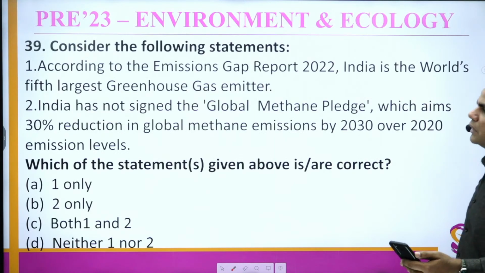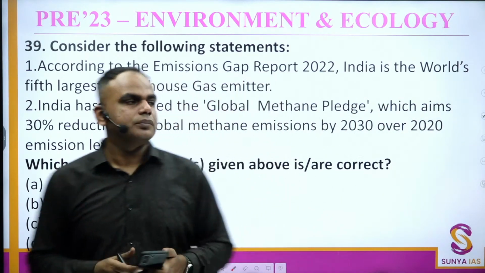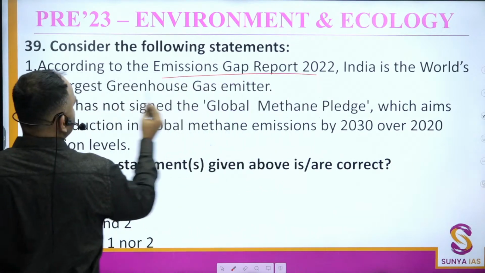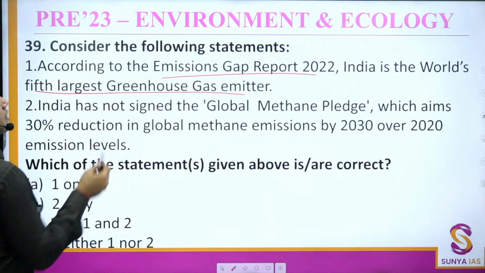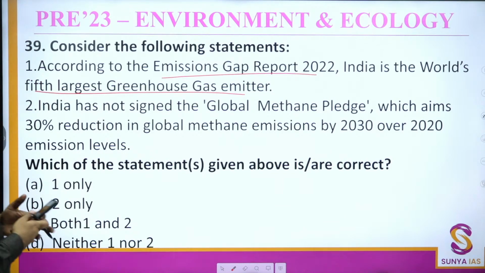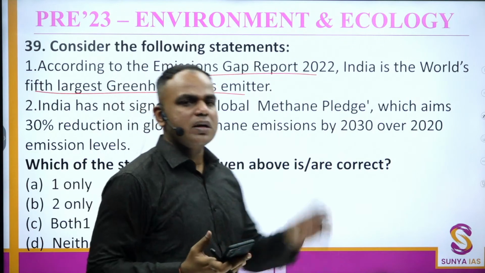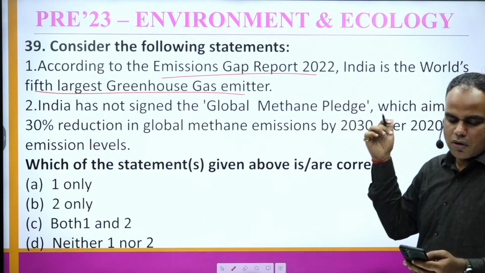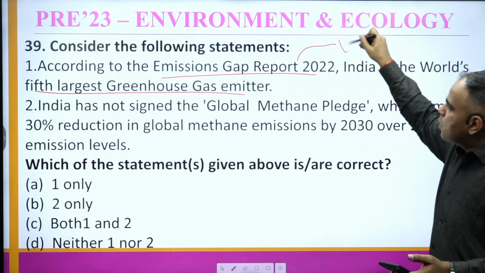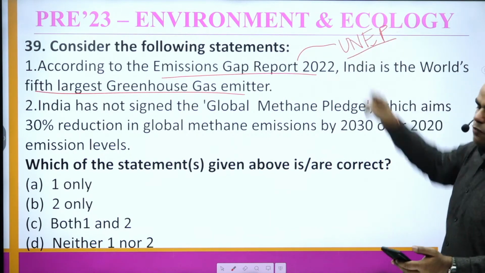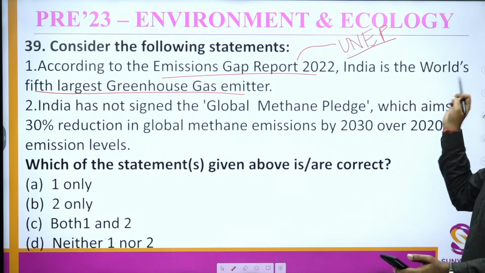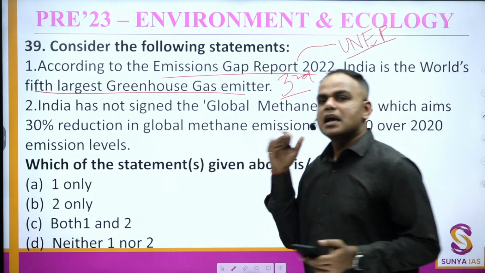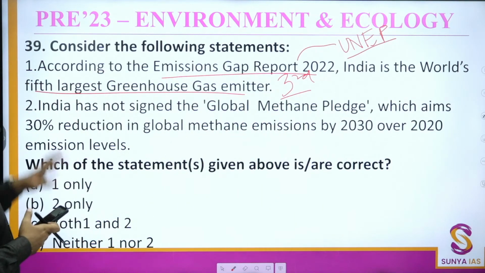Now, two statements are given. According to the Emissions Gap Report, so first of all, there is a report which is mentioned, which is asking you what is the status of India, number one. Second, there is a global methane pledge. Okay, so two things. I think for the first statement, you should be aware that in terms of world, what is the level of India in terms of greenhouse gas emissions? Whether India is the 5th largest emitter or not. So first thing you need to know, the Emissions Gap Report is a famous report by, again, United Nations Environment Program, UNEP. India is not the world's 5th largest. India is actually world's 3rd largest. So number 1 is China, then you have US, and then you have India. So statement 1 becomes wrong.